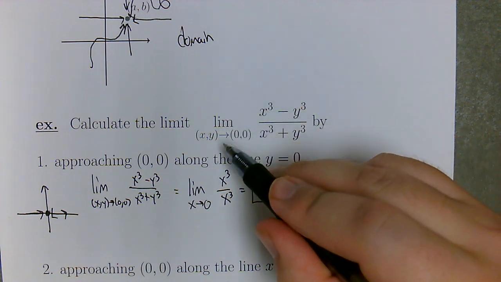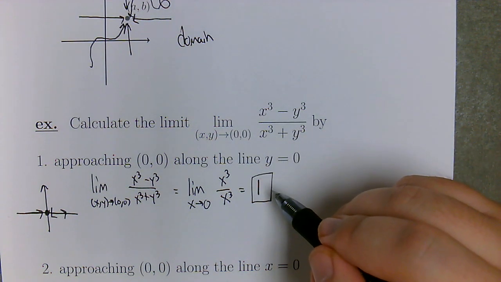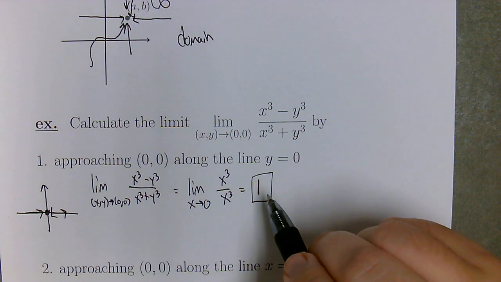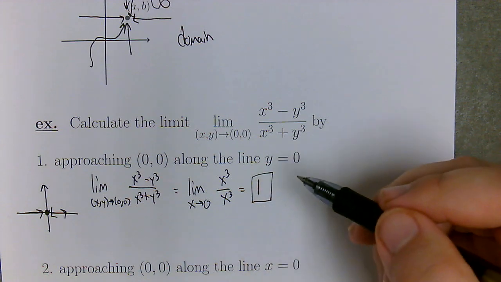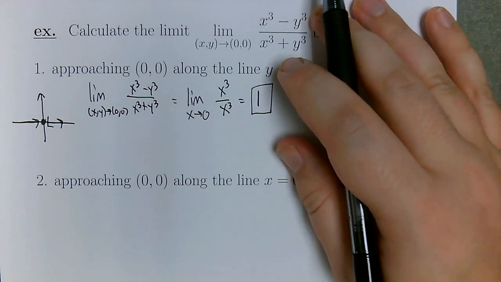Now that's not to say that this limit equals 1. You can almost think of this as we found the limit coming from the left, for example. We found it going down one way and it's 1. Who's to say if we approach down a different path, we might get a different value? And that's what the second problem here is testing.